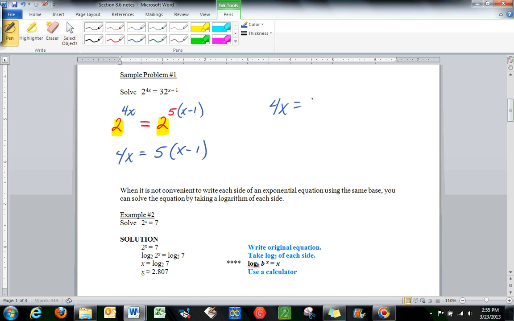We can say 4x equals 5x minus 5. I can subtract 5x from both sides, which is going to give me negative x equals negative 5, and then divide both sides by negative 1, saying that x is equal to 5, and we've solved the exponential equation by creating the same base. So that is an example of the first type of problem that you could see using exponential equations. In the subsequent videos, we'll show you different styles of problems.